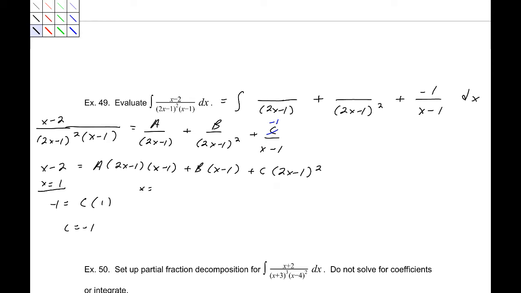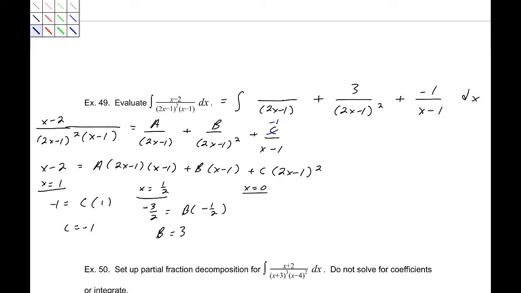Let's go with a value of 1/2. A value of 1/2. That'll affect 2 of the 3. So plugging 1/2 in there, we get -3 over 2 equals 0, 0, and then b times -1/2. So solving that, we get a b value of 3. Now the only question there is what we are going to get for a. There are no other values we can use. So let's go ahead and use x equals 0.